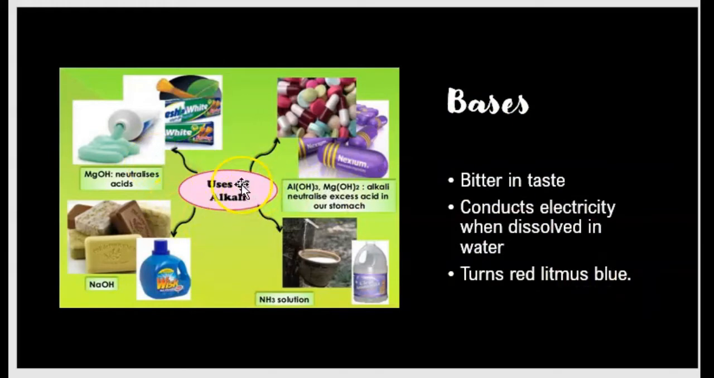What are the common bases which you have seen in your daily life? Like toothpaste, and antacids like aluminum hydroxide or magnesium hydroxide, which neutralize the excess acid in our stomach. And this is ammonium solution, which is used for rubber tapping. And this is common soap, and also detergents. So these are common examples of bases, which are bitter in taste.